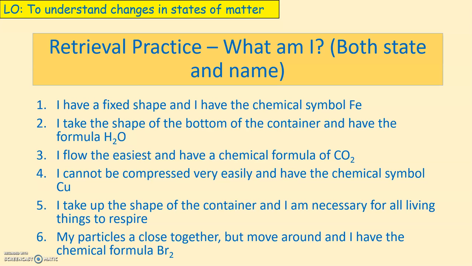Now, the next thing I would ask you to do is answer this retrieval practice question. It's a "what am I" question, okay? What I'd like you to do is state the name and the state. So for example, question 1 is asking you: I have a fixed shape. I have the chemical symbol Fe. I'll need you to write down what element Fe stands for, and is it a solid, a liquid, or a gas, okay?